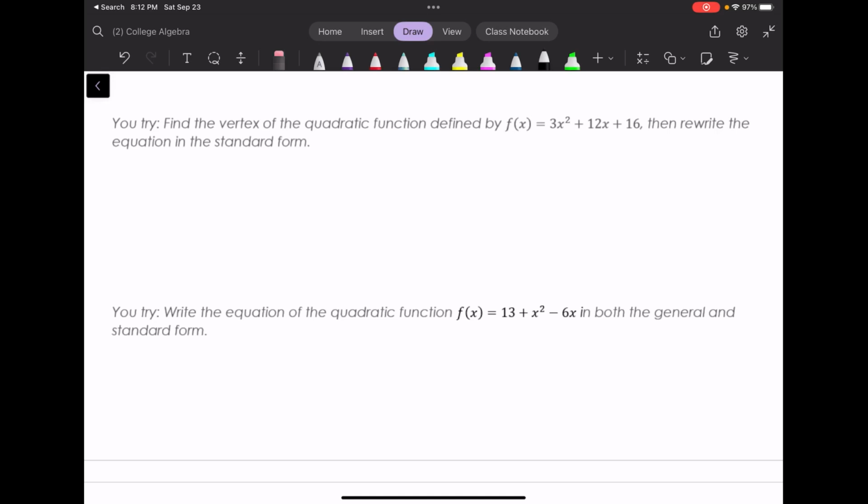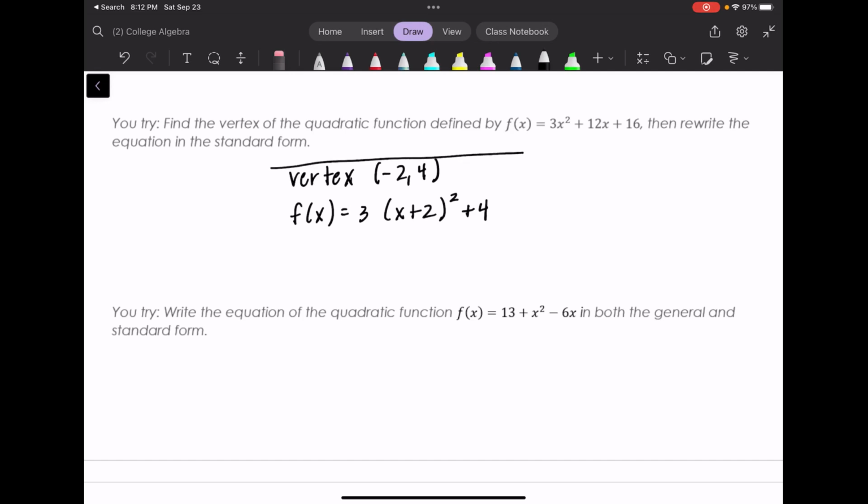All right, so this first one, you should have found a vertex of -2, 4, and the standard form is going to be 3 times x plus 2 squared plus 4. Okay, and then for the next example, you should find the general form, just rewriting in the correct order, descending exponent order. That would be x squared minus 6x plus 13.